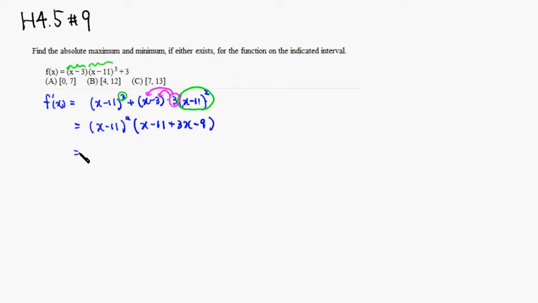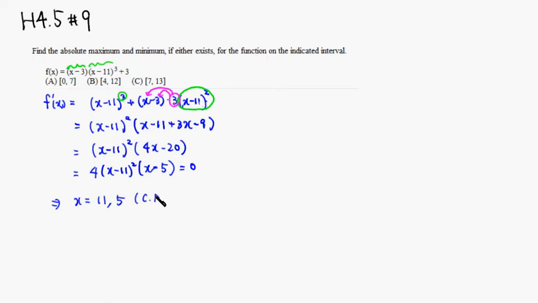So this comes out to be negative x minus 11 squared times 4x minus 20. Right? So we can pull out 4, so 4 is in common. So we have x minus 5. Set this equal to 0. So we have critical numbers: x equals 11 and x equals 5. So those are the critical numbers.